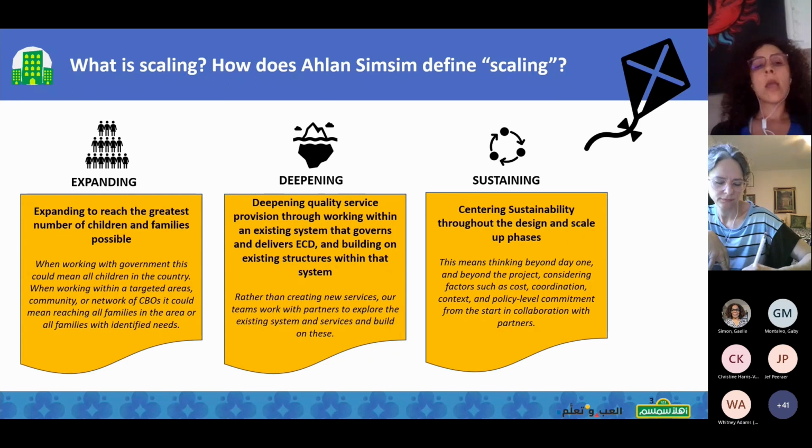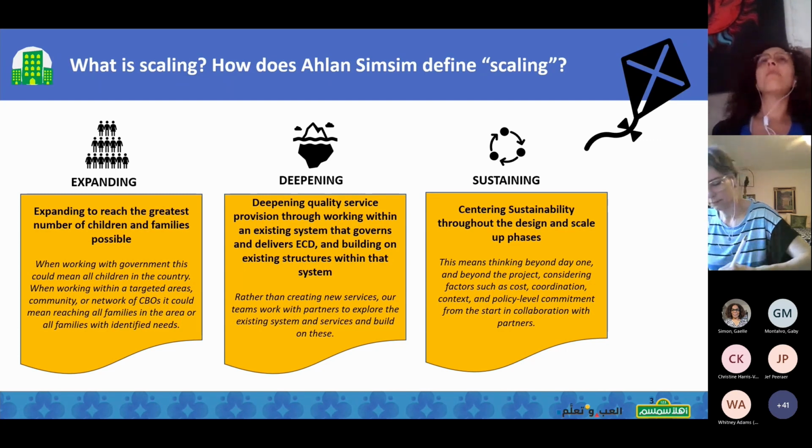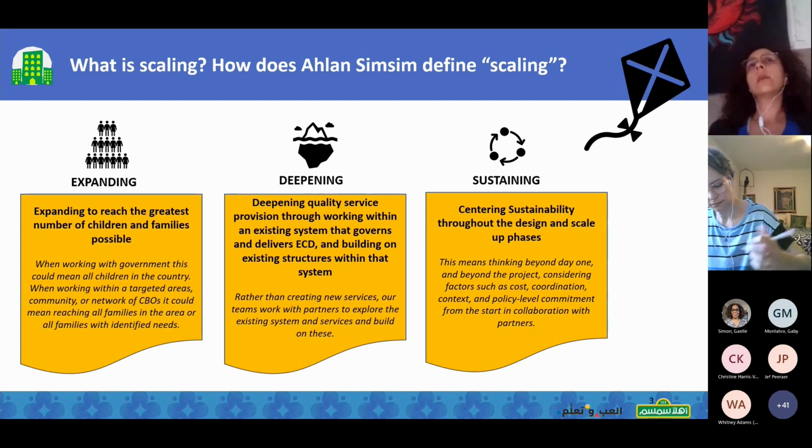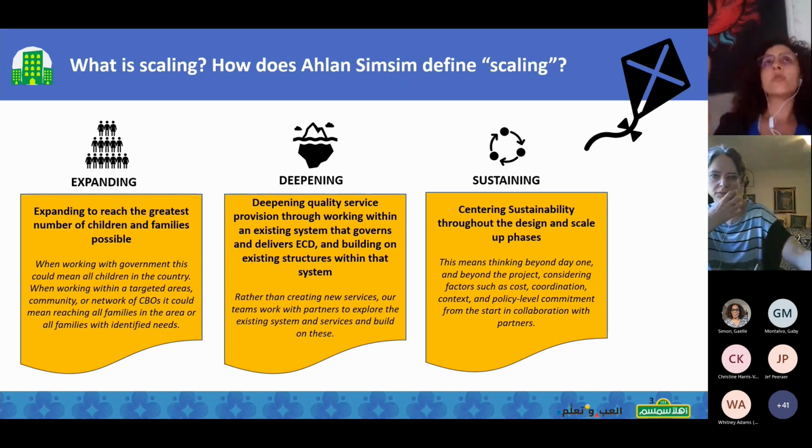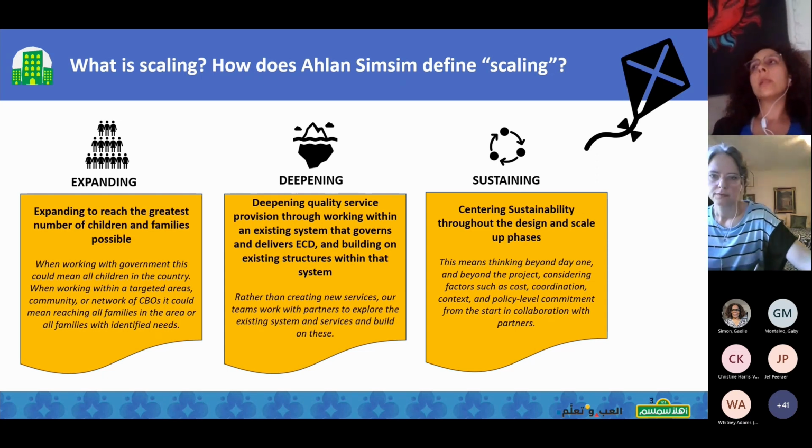We see that expanding is to reach the greatest number of individuals or children, younger children and their families in that matter, who this organization or the partner organization that we work with can reach, from the government, national, to also subnational authorities, to also NGOs and CBOs in some cases. And when we say deepening, and that's rooted in Principle 4 that was just introduced to us again, is working in systems.